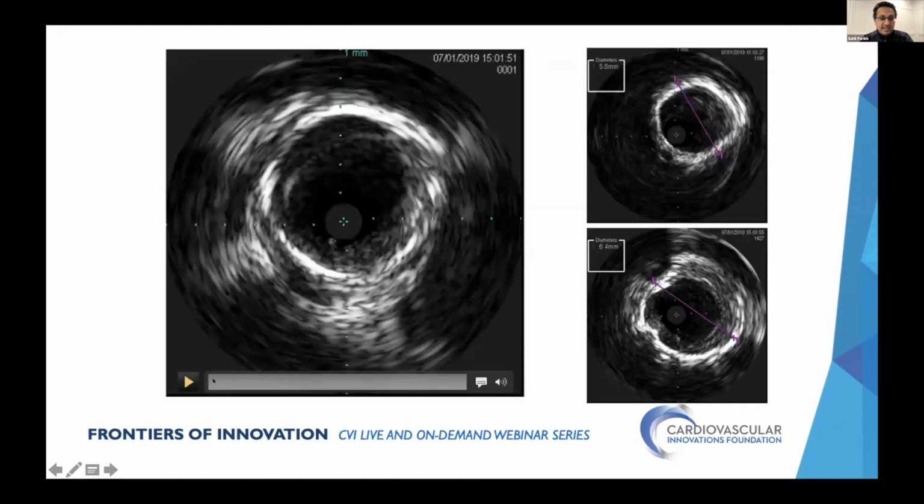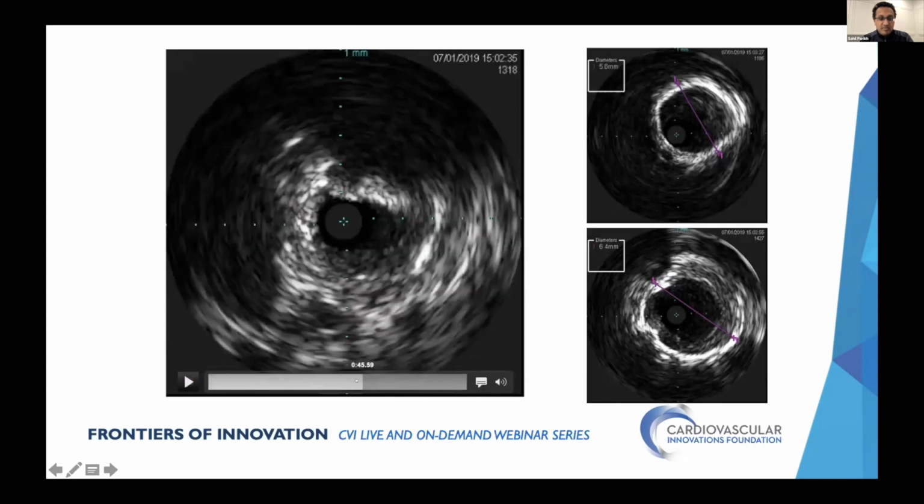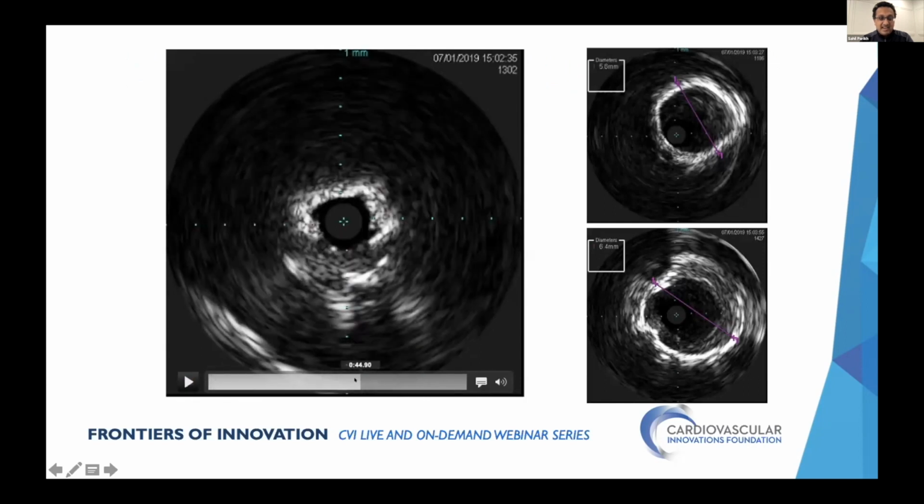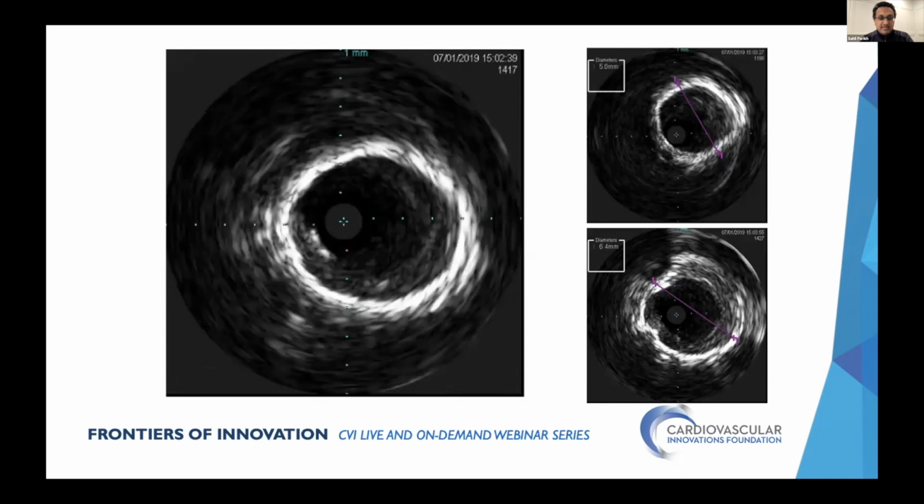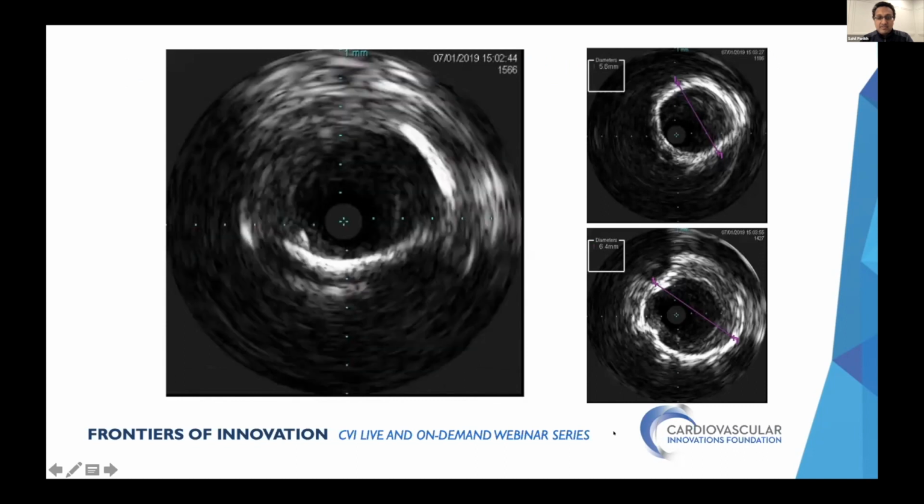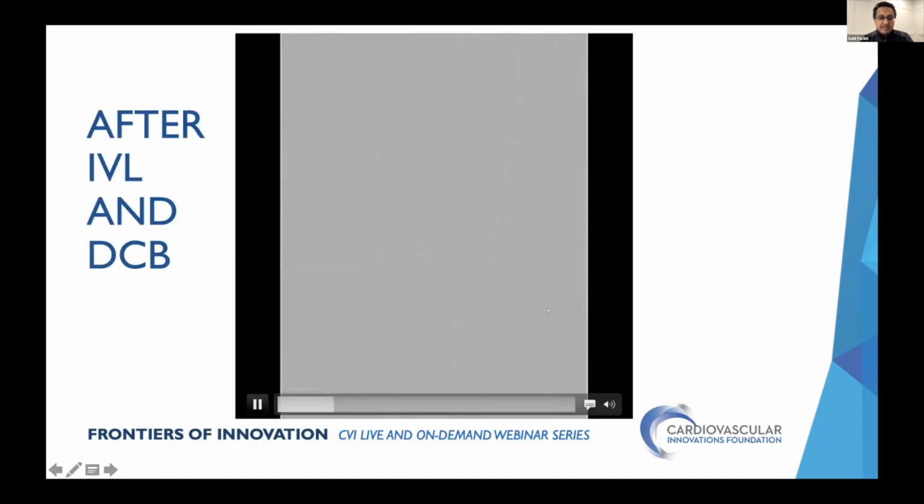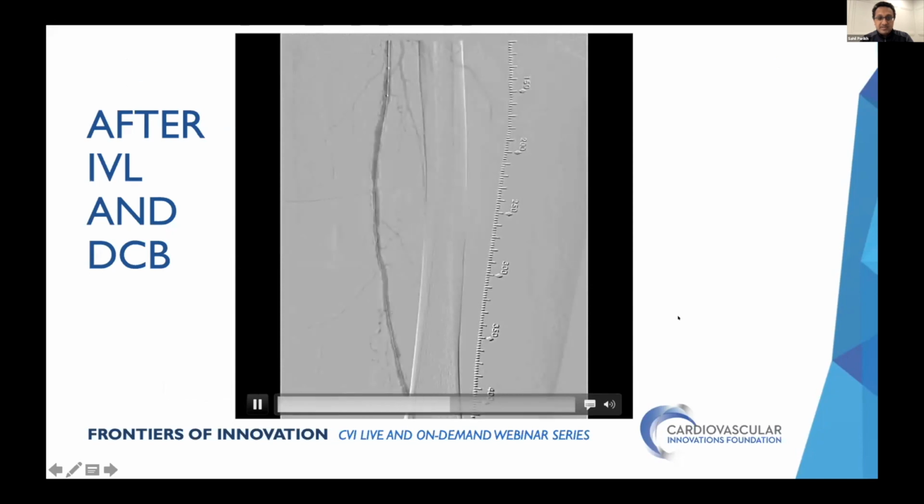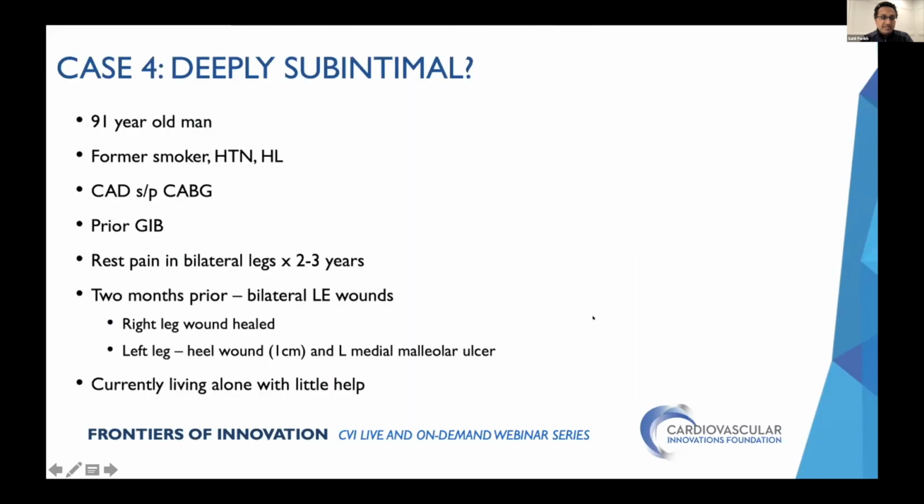And then, as you'll see in this IVUS, we burned a hole that's almost exactly the size of the 2.3 Turbo Elite laser. And there's heavy concentric calcium. And this is a 5.5 to 6.0 vessel. And so with IVL and balloon angioplasty, we got a pretty nice result, and then dealt with her below-knee disease. What about if you get deeply subintimal?